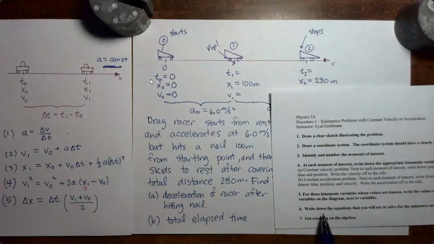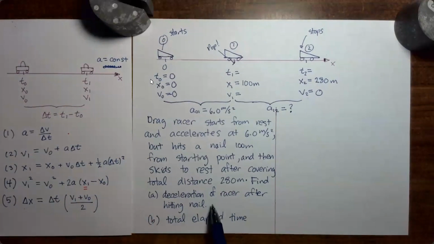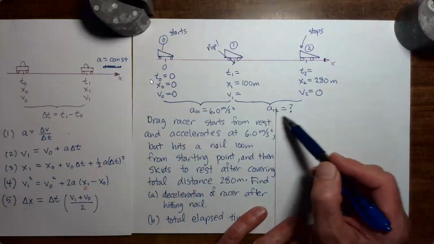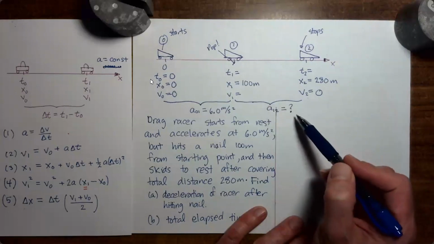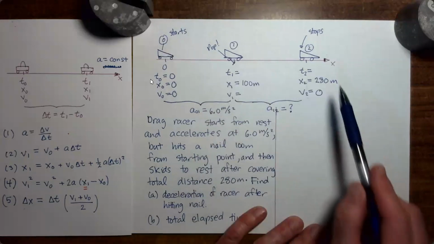Now let's move on to step 6 of the process, which is to find the equations that we need to solve for the unknown variables. In part A, we're trying to solve for the deceleration of the racer after hitting the nail. In other words, in part A, we're trying to solve for this acceleration A12 that describes the drag racer getting slower after hitting the nail.